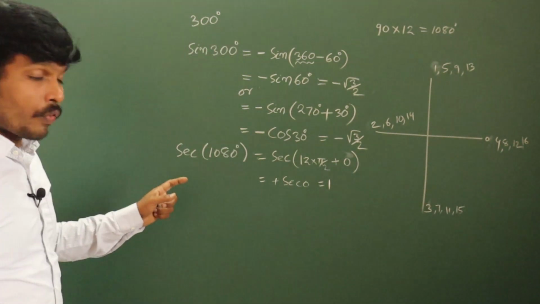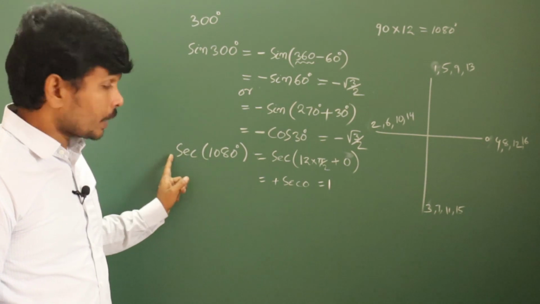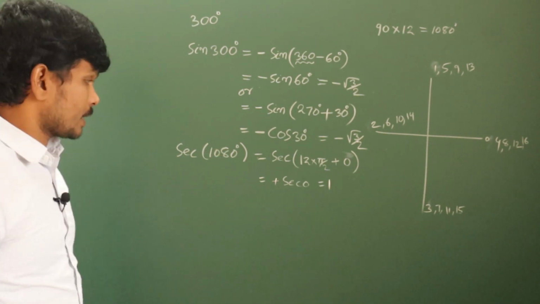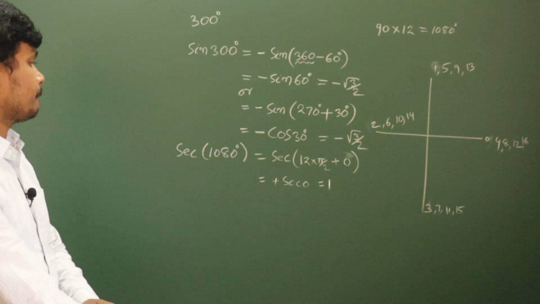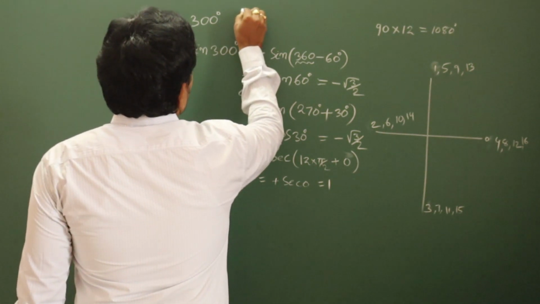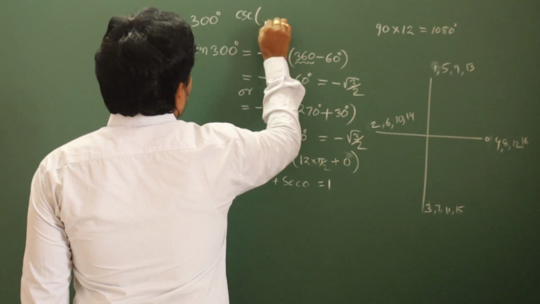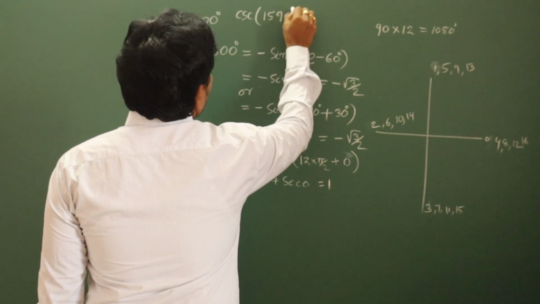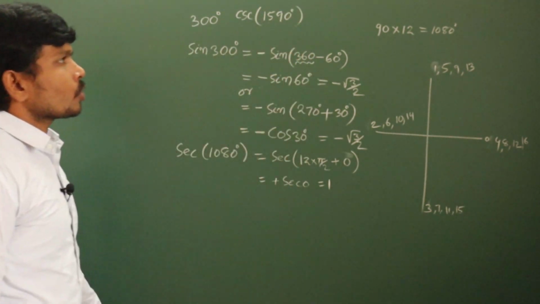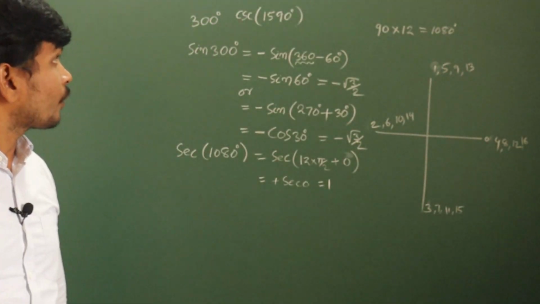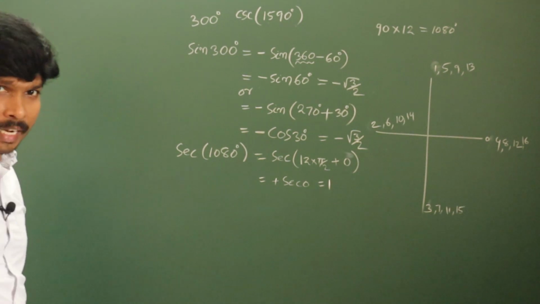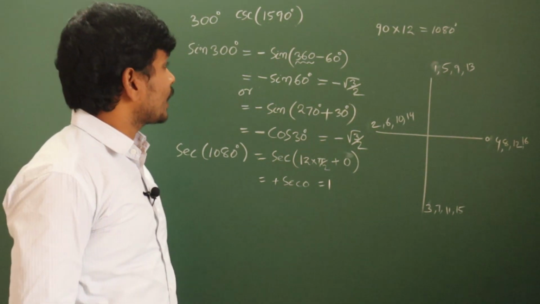You have to find all the T ratios of 1080 degrees. One more I am giving you. Get ready. Cosec 1590 degrees. Cosec 1590 degrees value. Do you know the 9 table? You must know the 9 table well.